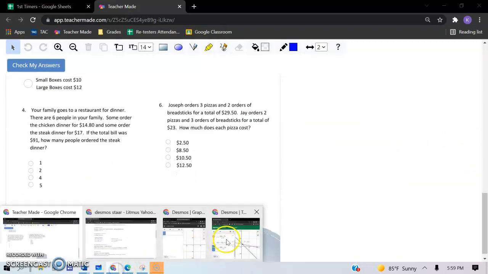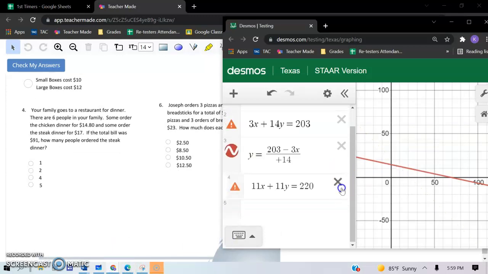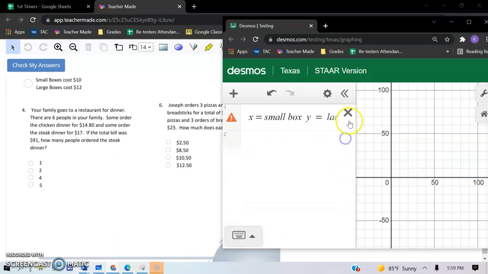Let's open up decimals again. Close all this off. Your family goes to a restaurant for dinner. There are 6 people in your family. Some order the chicken dinner and some order the steak dinner. How many people ordered the steak? So we're going to put here, X is for steak. Y is for chicken.